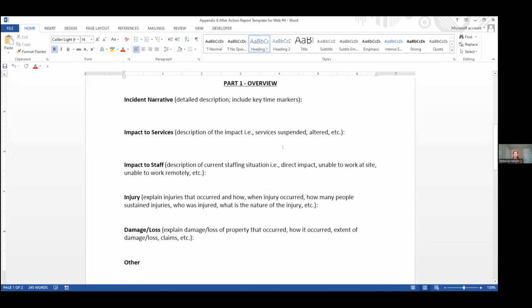This part here, part one, is really important. It doesn't have to be long, but you just want to kind of capture the really important things about the incident. What happened? What were some of the key time markers? What was the impact to your services and to staff? Were there any injuries or things to report along that nature? And was there any damage or loss as a result of the incident? And any other kind of important things about just painting the picture of what happened.